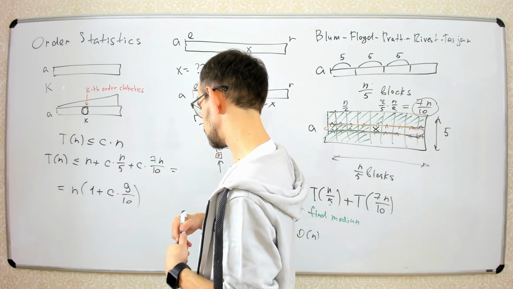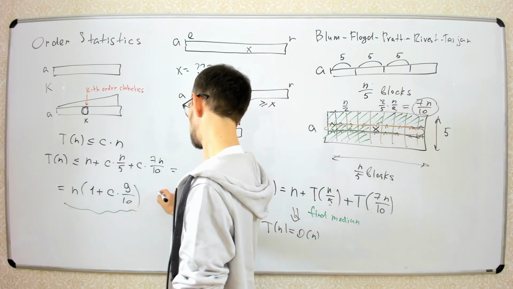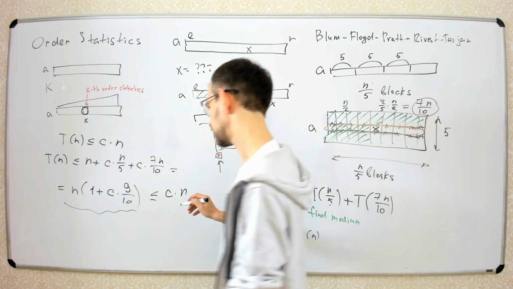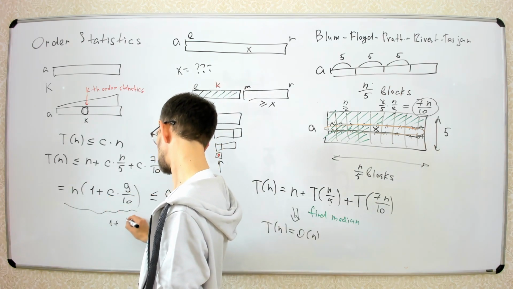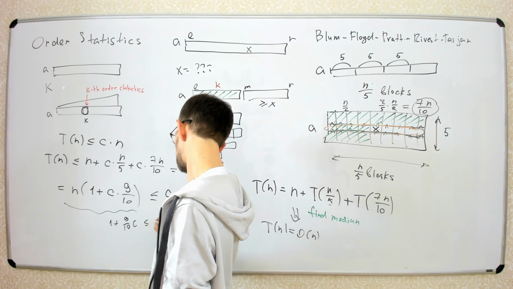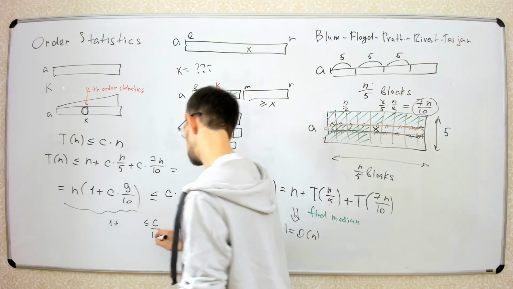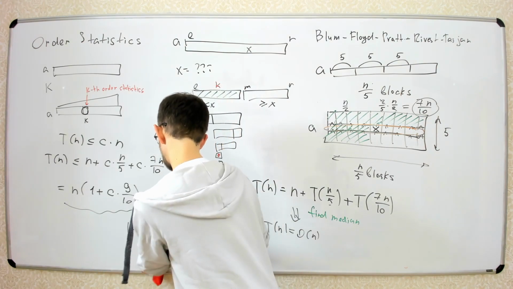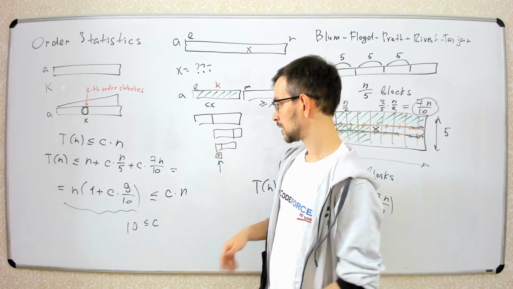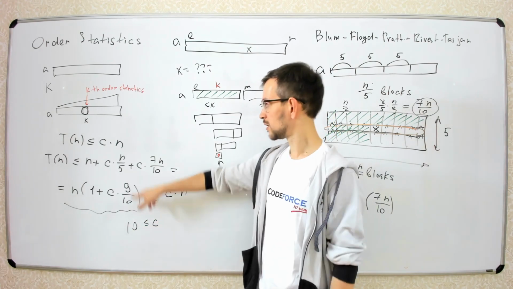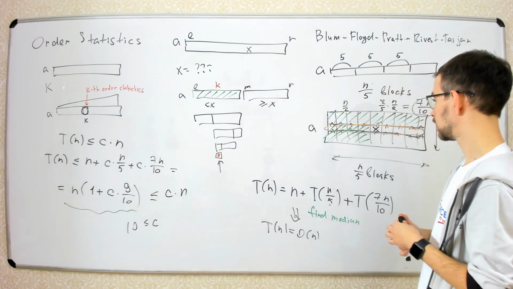And finally, what we need to do is find c such that this should be less than or equal to c multiplied by n. So let's just divide it by n. We have 1 plus 9c over 10 less than or equal to c. Just move this to the right. We have c over 10 here. Multiply this by 10. So this is true when c is at least 10. Now we pick c equal to 10, and we have the correct proof. And that's all.